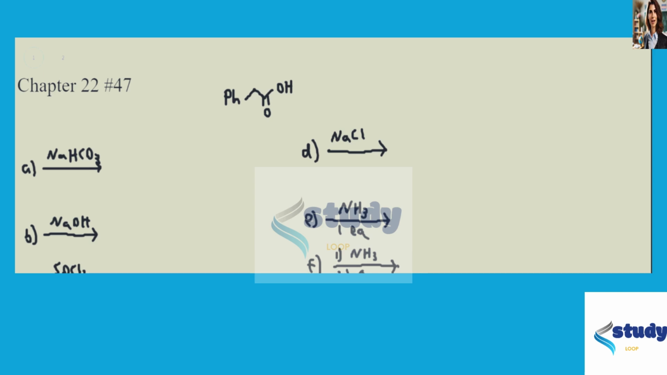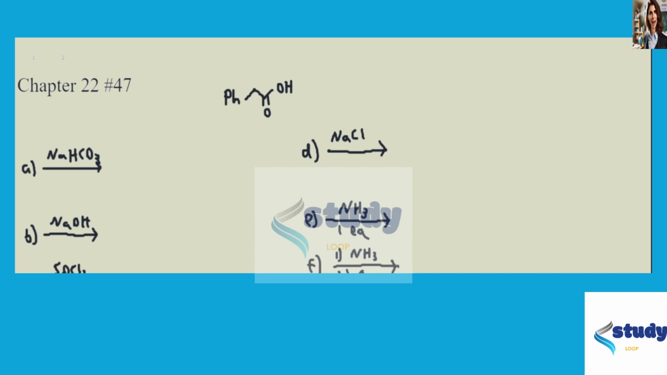This is the answer to Chapter 22, problem number 47 from the Smith Organic Chemistry textbook. This problem asks us to draw the product formed when phenylacetic acid is treated with each reagent. And we're told that with some reagents, no reaction occurs. There are 12 of these, so I'm just going to go ahead and get started because this is going to take a little bit of time.